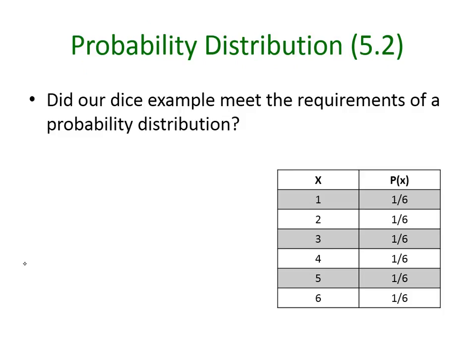Did our dice example meet those requirements? Is the sum of all my probabilities 1? If I add 1/6 6 times, will I get 1? Is each of these probabilities between 0 and 1? Okay, so this is a good example of a probability distribution. Again, this is one where all my probabilities are equally likely. Let's look at a couple other examples from the book. If we look at page 214.